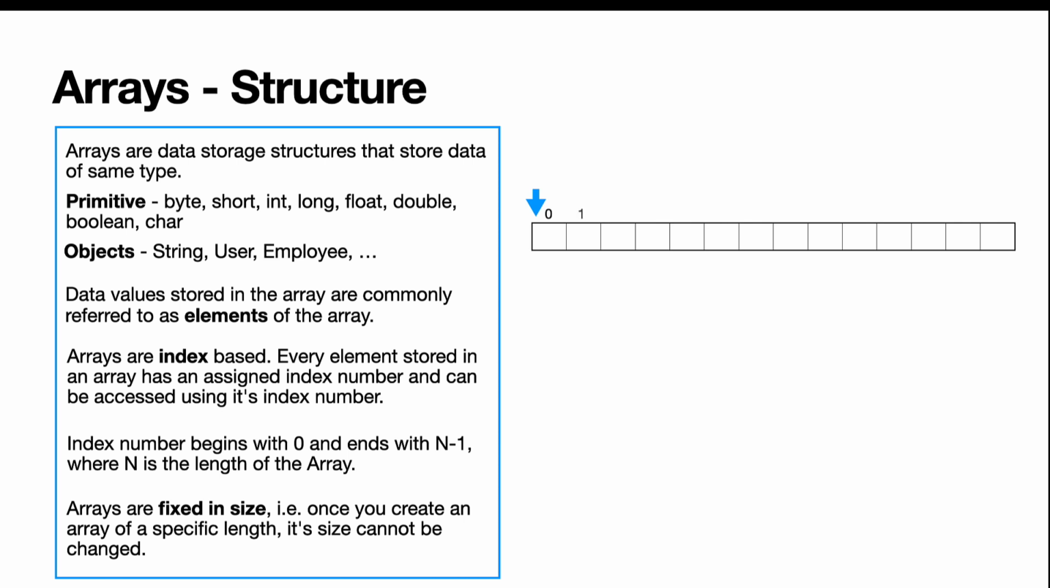An array can be represented as a series of cells. For an array of length n, the index of the first cell is 0, and the index of the last cell is n minus 1. The cells contain the data values, which are commonly referred to as elements of the array. For an int array, the cells contain data values of primitive type int.